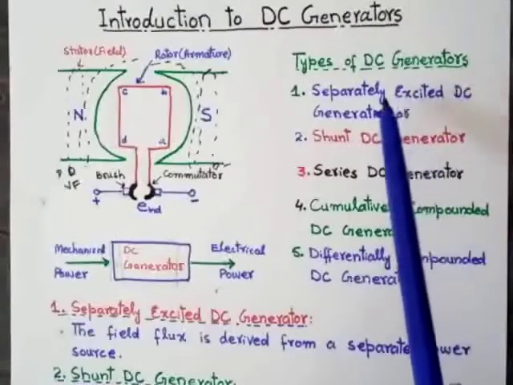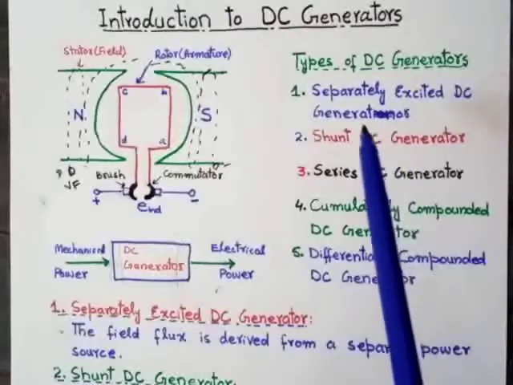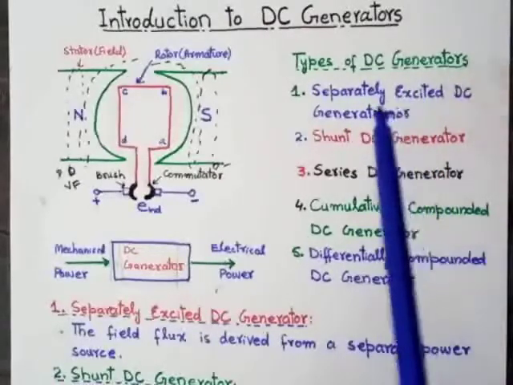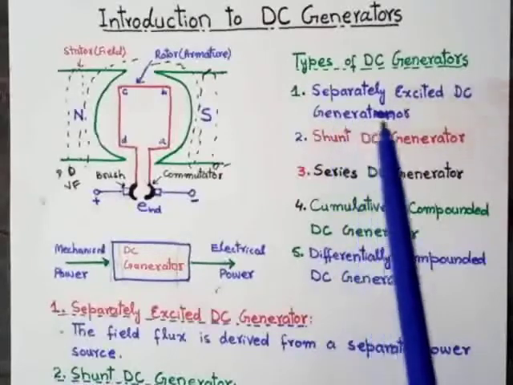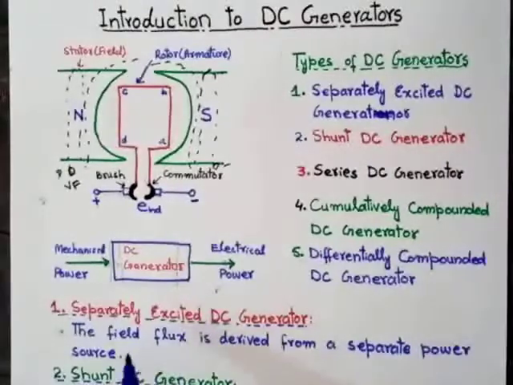Now, first of all, we will discuss the definition of each type of DC generator. The first type is the separately excited DC generator. The separately excited DC generator is the generator in which the field flux is derived from a separate power source, which is independent from the generator itself.